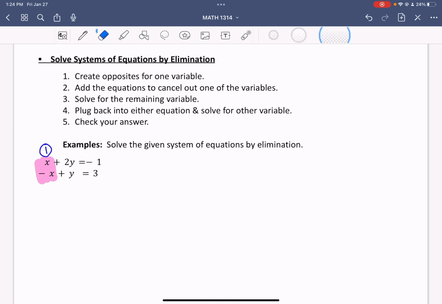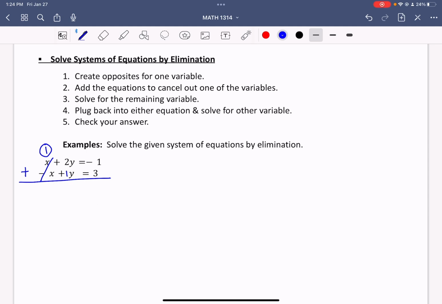Step 2 says to add the equations to cancel out one of the variables. And so what I'm going to do is add these two together, vertically adding them. You can see that my x's are lined up, my y's are lined up, equal to my constant. If that's not the case, reorder. So I'm going to add the two equations together.